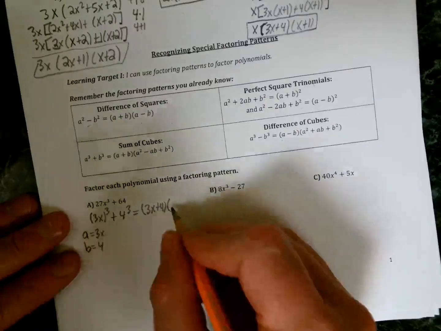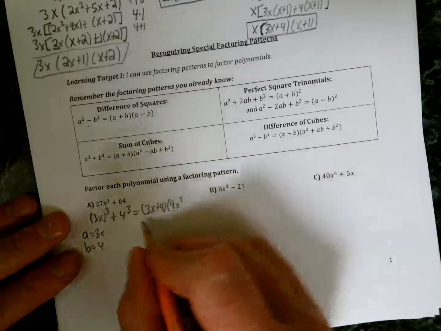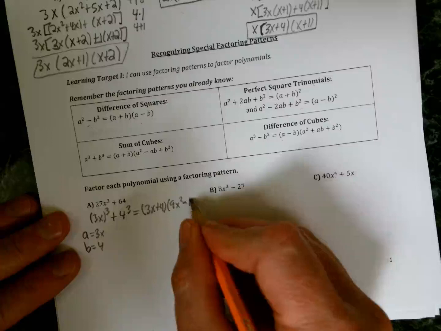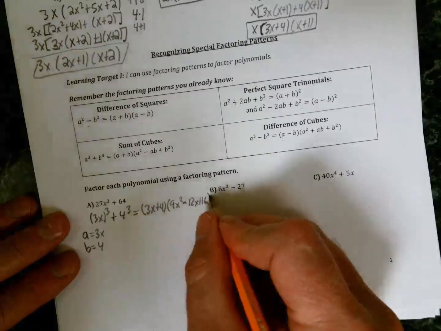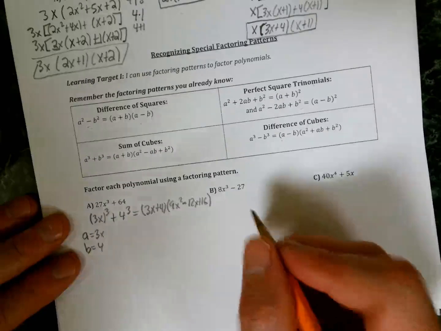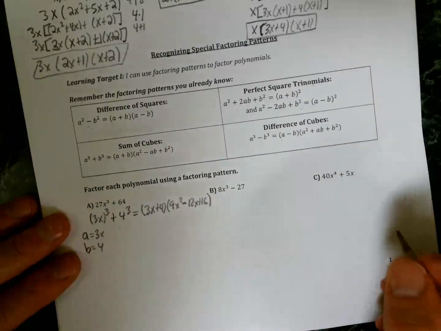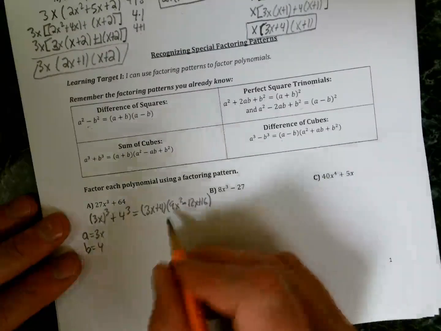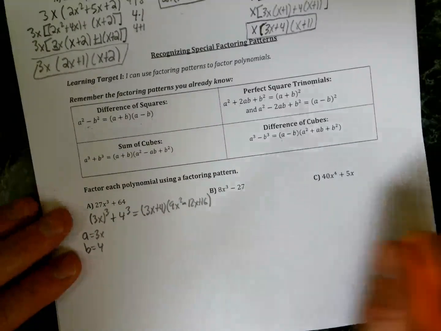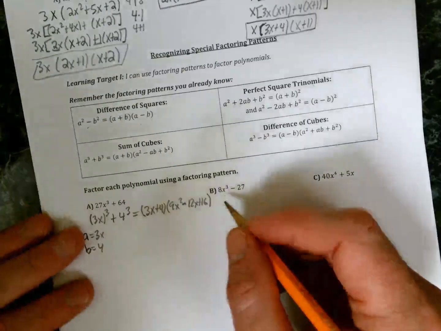So a squared is 9x squared. Multiply those together with a minus, so we get minus 12x. And then b squared is 16. And I'm going to stop there. Nothing factors out of that that I can think of. So I'm going to come back and do this one right here.